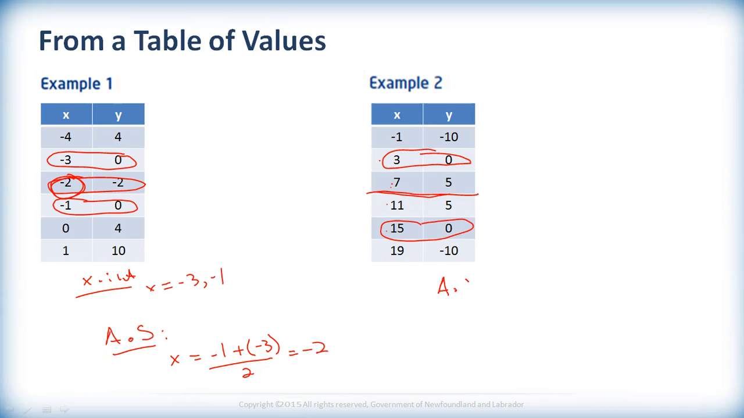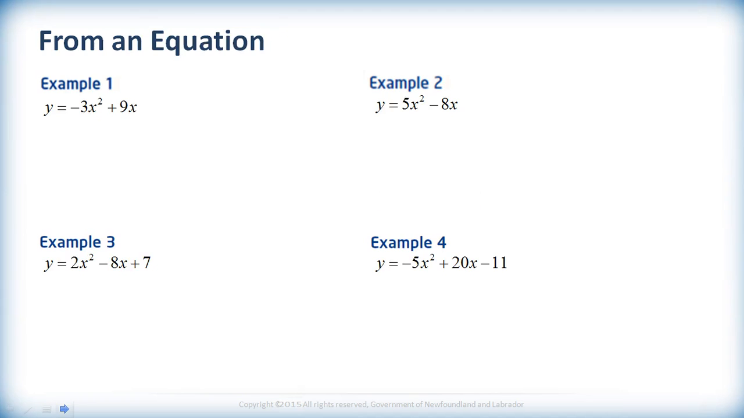We're going to say the axis of symmetry will be at x equals, our two x-intercepts were 3 and 15 divided by 2, which is going to give us a value of 9, which if we double check is in fact halfway between 7 and 11. Okay, so that's the relationship between the axis of symmetry and a graph, and the axis of symmetry and a table.